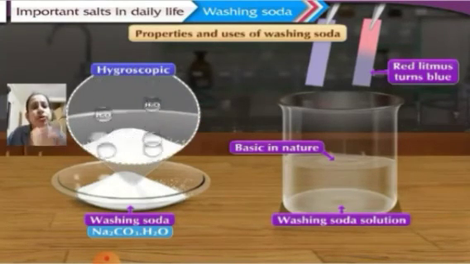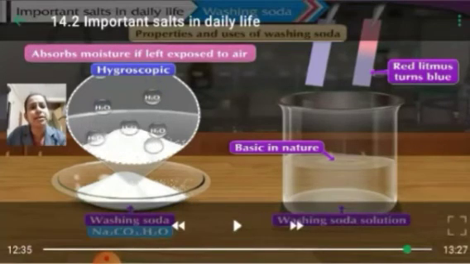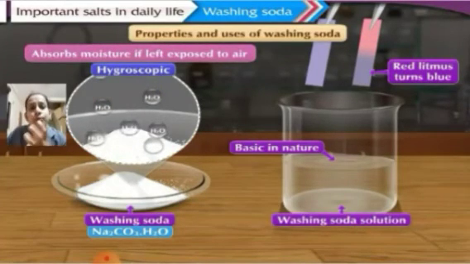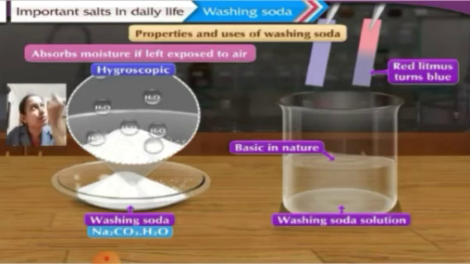So it is also called hygroscopic in nature. What is hygroscopic? Hygroscopic means any powder which absorbs moisture from the air. When it absorbs moisture from the air, you will find that the salt becomes wet. If you keep it outside for a long time, it absorbs moisture and becomes wet. That property is called hygroscopic property. So washing soda is also hygroscopic in nature.